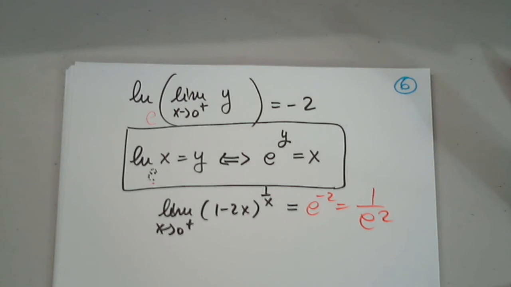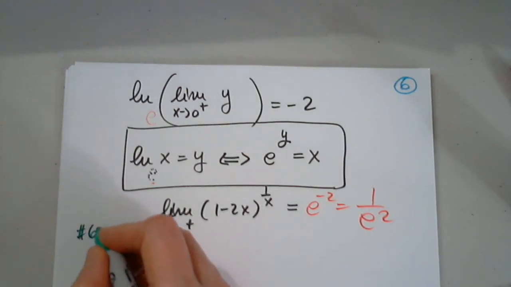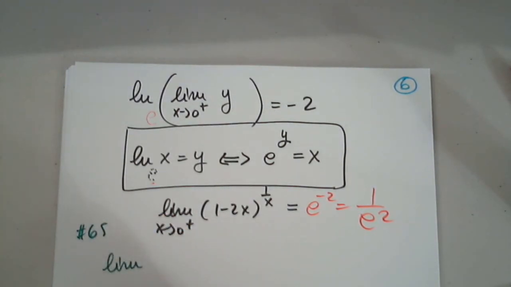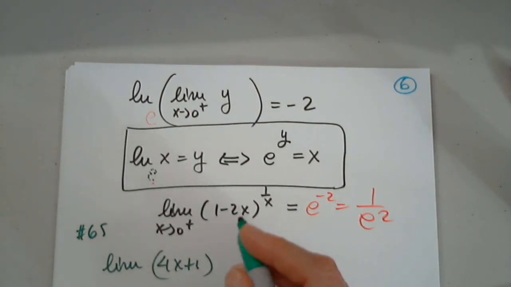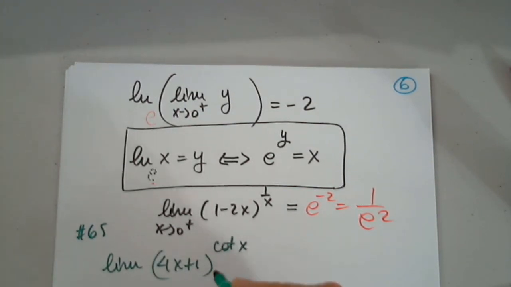Can we do 65? Yes, 65. So limit in 65, let me copy it. The limit of 4x plus 1 raised to cotangent x, as x approaches 0 from the right. Good, perfect. Okay, our starting point.